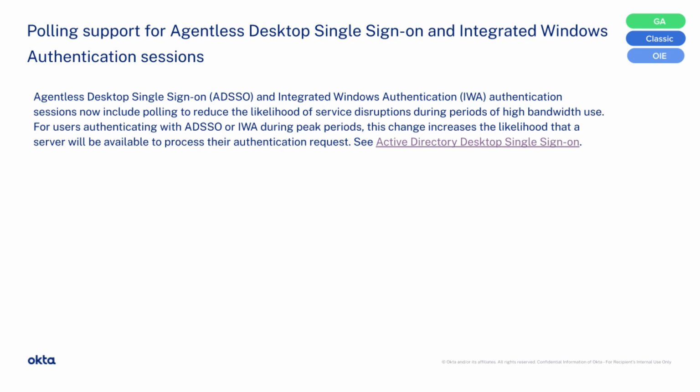Agentless Desktop Single Sign-On and integrated Windows authentication sessions now include polling to reduce the likelihood of service disruptions during periods of high bandwidth use. For users authenticating with ADSSO or IWA during peak periods, this change increases the likelihood that a server will be available to process their authentication request. See Active Directory Desktop Single Sign-On.